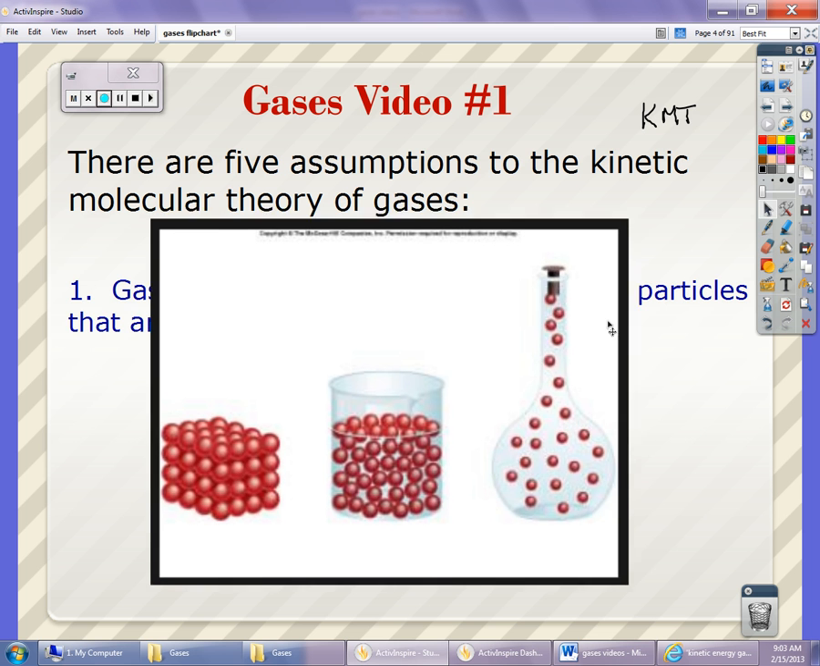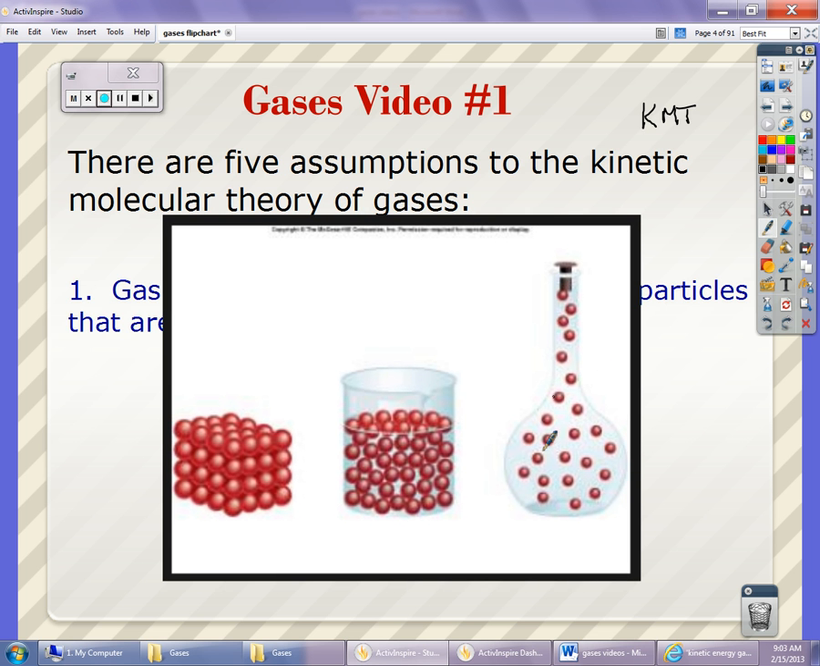So here we see the particles of a gas, and it fills up the container. The particles are relatively small with big amounts of area from one particle to the next in comparison to their size, versus the liquids where there might be some distance between them, but it is smaller in comparison to their size, or the solids where the distance between them is so small it's pretty much negligible.